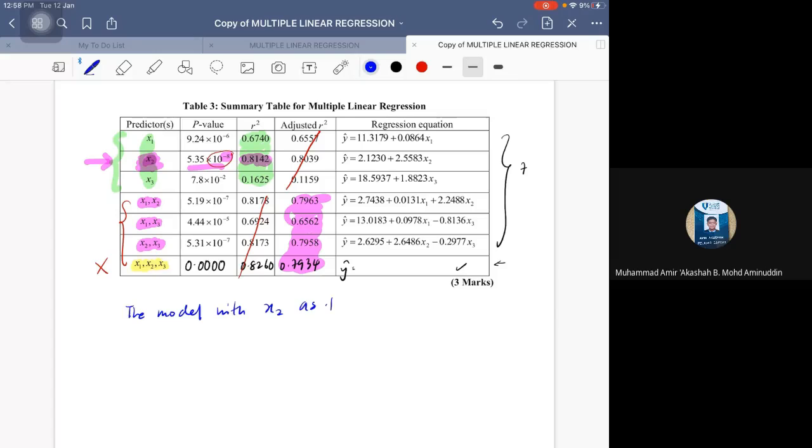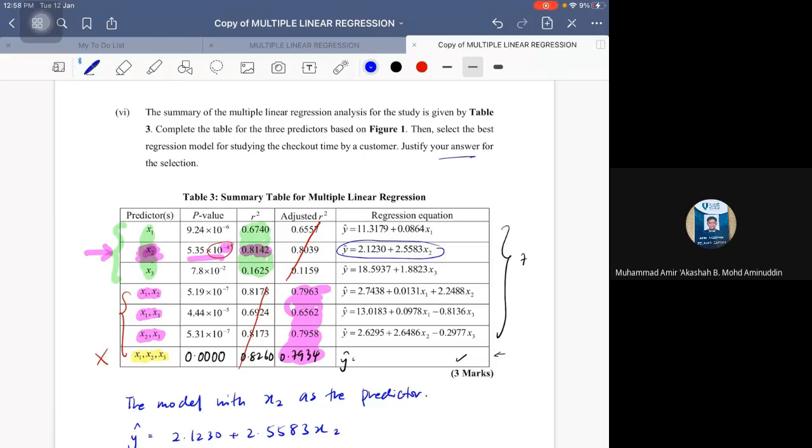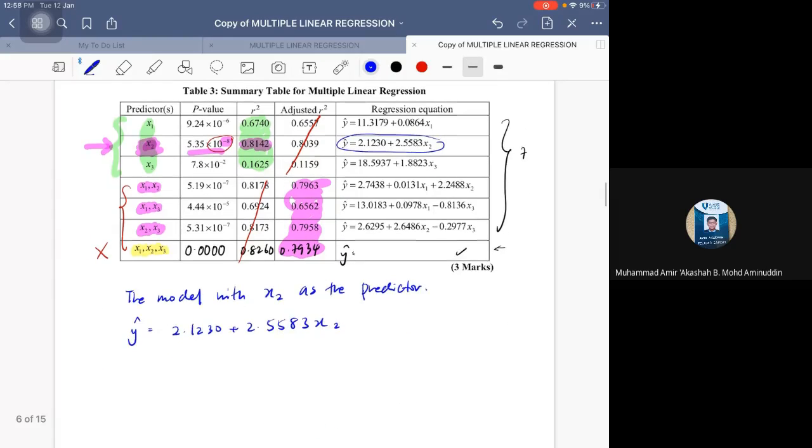So the best one is going to be a simple linear regression, which is given by this particular equation. Or if you don't want to say this, you can also copy down the model. The model is given by y hat equals 2.1230 plus 2.5583 x2. So this is going to be our best model. The question asks you to justify your answer. So why do you pick this one? It's very easy because it has the smallest p-value.